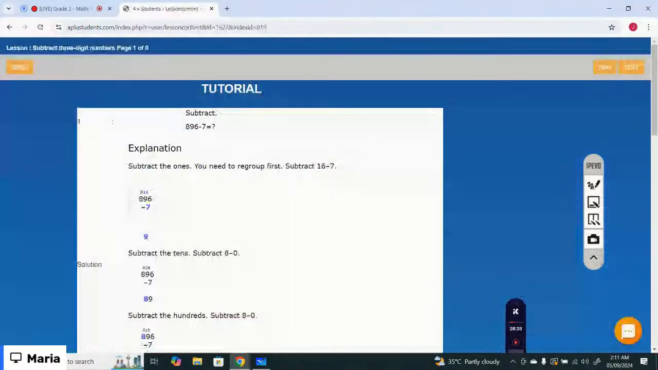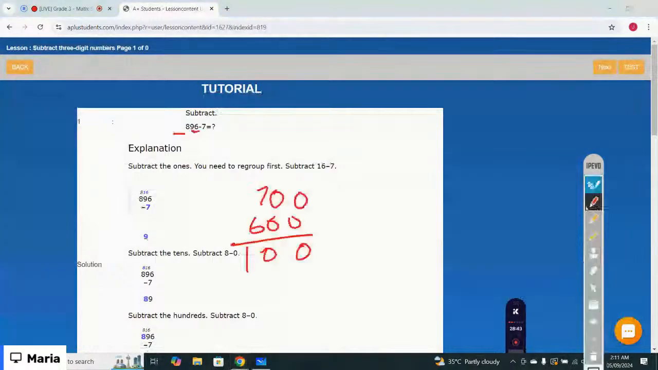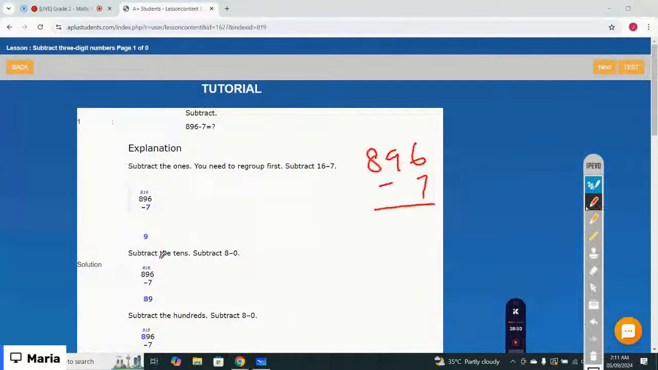Okay, so let's start with the first one, that is 896 take away 7, right? So start subtracting from the ones digit. You have 6 take away 7, right? You cannot subtract a greater number out of the smaller one, right? So you need to borrow one.